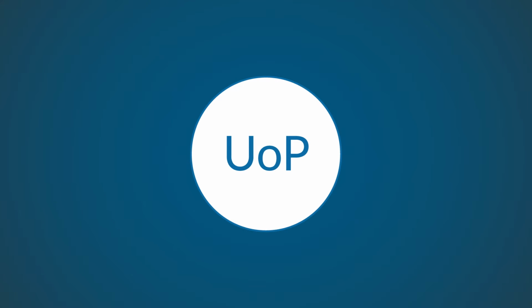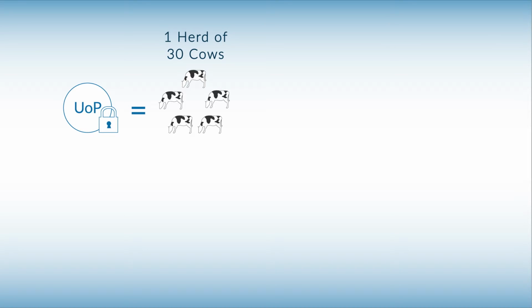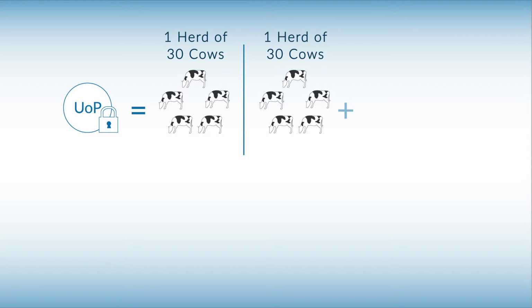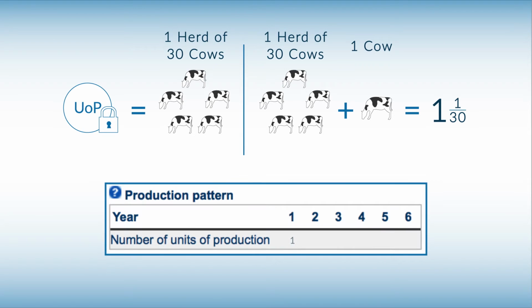Remember, the unit of production cannot change within a single block. So if the unit of production is a herd of 30 cows, the only way to add a cow is to increase the number of units of production from 1 to 1 1/30. This will require a lot of calculations.